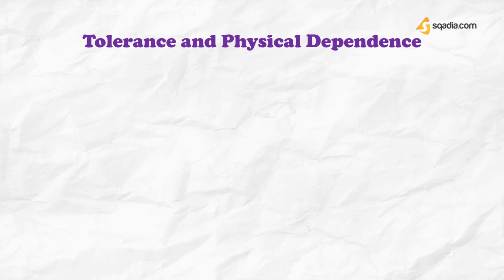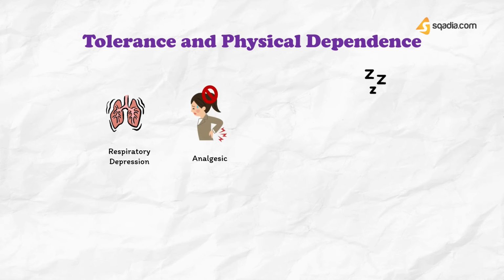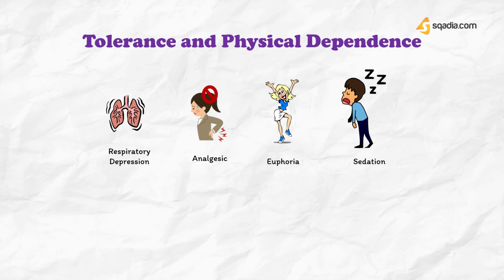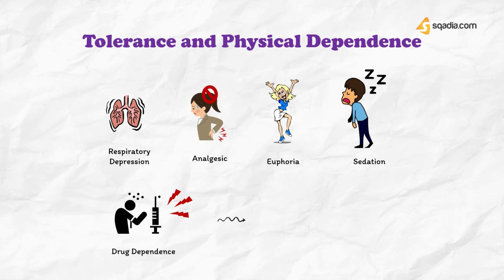Tolerance and physical dependence. Repeated use produces tolerance to the respiratory depressant, analgesic, euphoric, and sedative effects of morphine. However, tolerance usually does not develop to the pupil constricting and constipating effects of the drug. Physical and psychological dependence can occur with morphine and with some of the other agonists. Withdrawal produces a series of autonomic, motor, and psychological responses that incapacitate the individual and cause serious symptoms, although it is rare that the effects cause death.